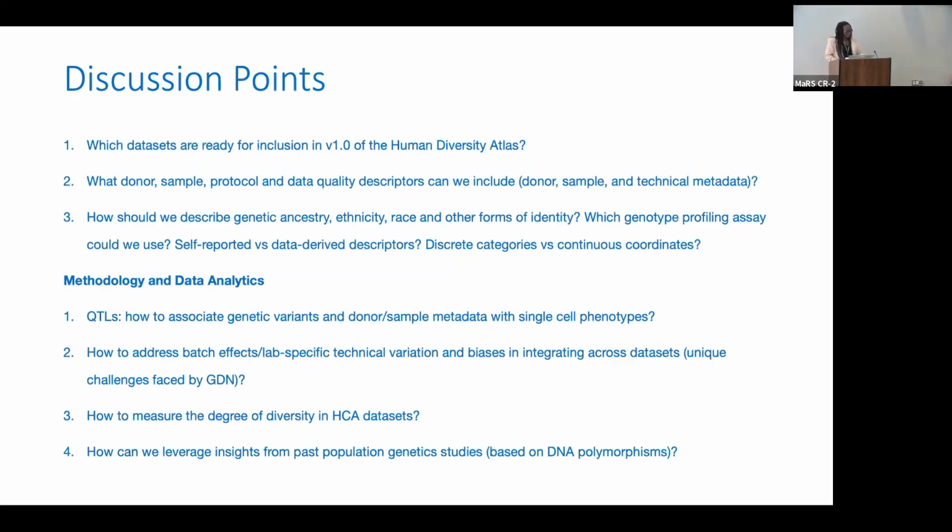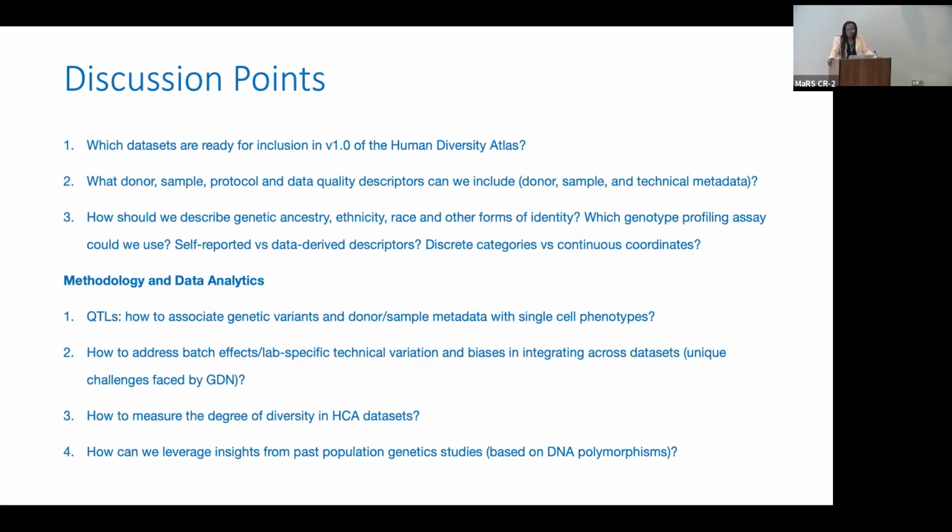Okay, so we came up with a few discussion points, and we've broken them up into general discussion points and methodology. So, of course, which data sets are ready for inclusion in version 1.0 of the Human Diversity Atlas? What donor types, donor samples, protocols, and data quality descriptors can we include? How should we describe genetic ancestry, ethnicity, race, and other forms of identity? And which genotype profiling assay could we use or should we use? And then self-reported race and identity versus data-derived descriptors, discrete categories versus continuous.